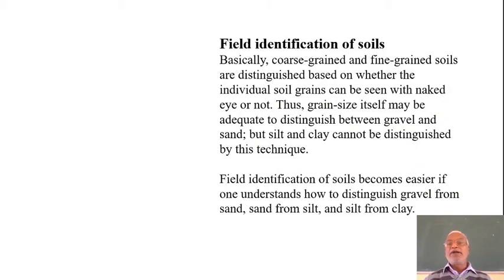Okay, field identification of soils. Basically, coarse-grained and fine-grained soils are distinguished based on whether the individual soil grains can be seen with the naked eye or not. Thus, grain size itself may be adequate to distinguish between gravel and sand, but silt and clay cannot be distinguished by this technique.